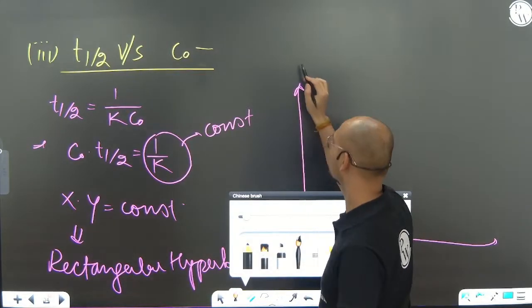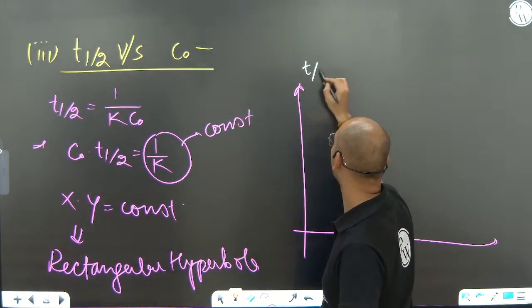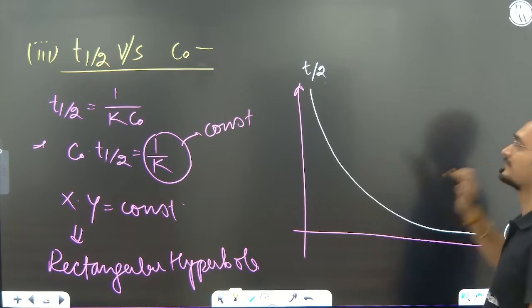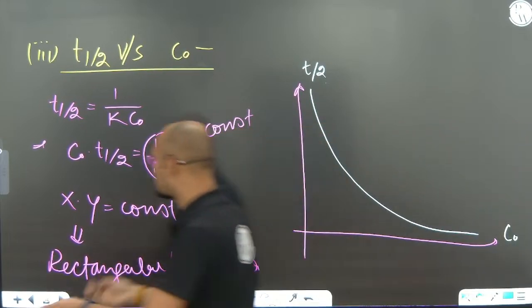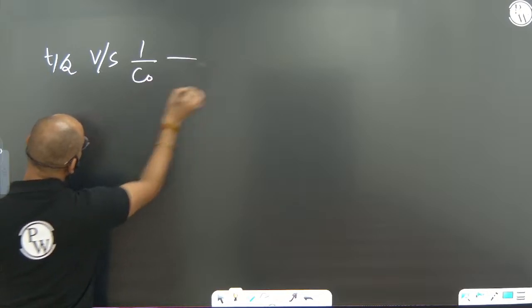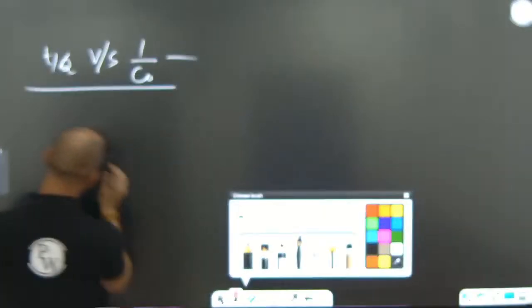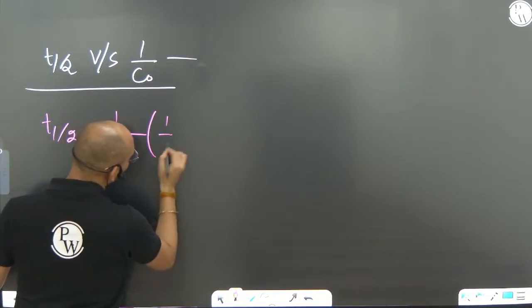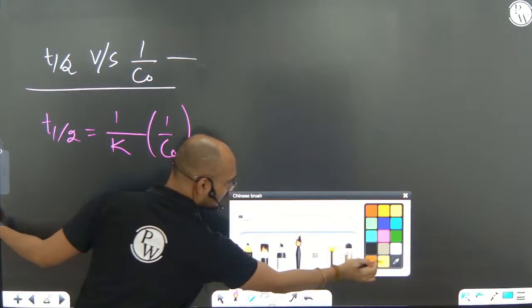Consider if it is t half and it is what? C naught. So it will be something like this. Okay. But sometimes they ask you not in this form, but they ask you t half versus 1 by c naught. T half versus 1 by c naught कैसा दिखेगा? Think about it. Because t half equals to 1 by k into 1 by c naught. Is it not looking like कैसा ही दिख रहा है?